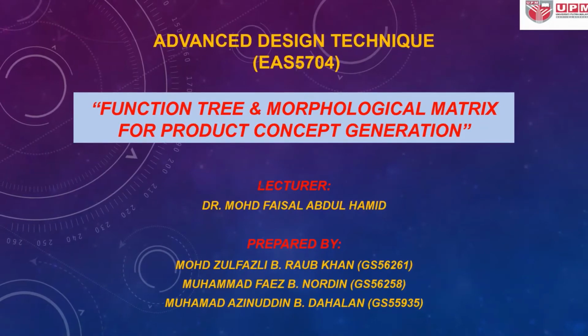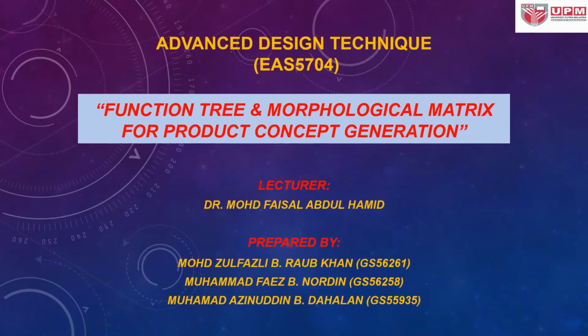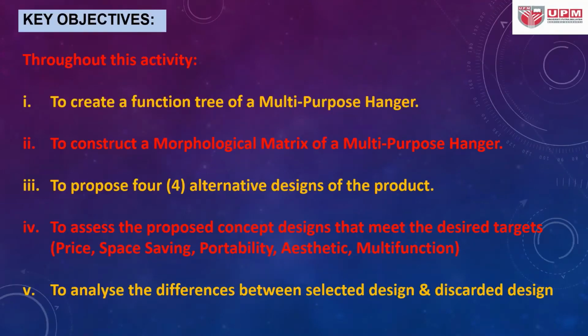Okay, today I will continue our presentations about the function tree and morphological matrix. Our key objective for these presentations is first to create a function tree of a multipurpose hanger, second to construct a morphological matrix of a multipurpose hanger, third to propose 4 alternative design concepts of the product, fourth to assess the proposed concept design that meet the desired targets. For your information, our targets are prices, space savings, portability, aesthetics, and multifunctions. Last but not least, number 5 is to analyze the differences between selected design and discarded design.